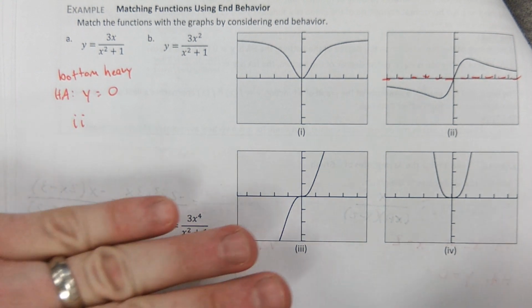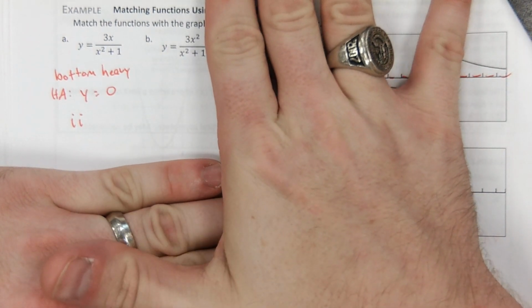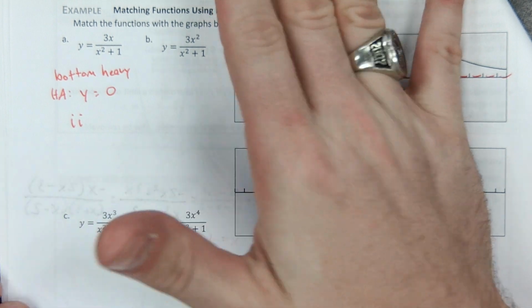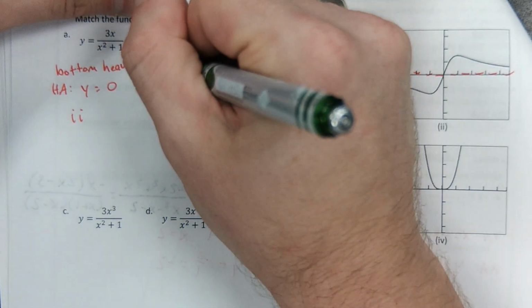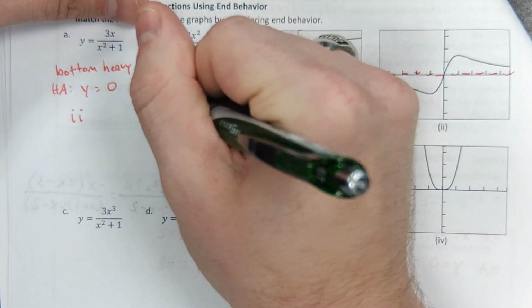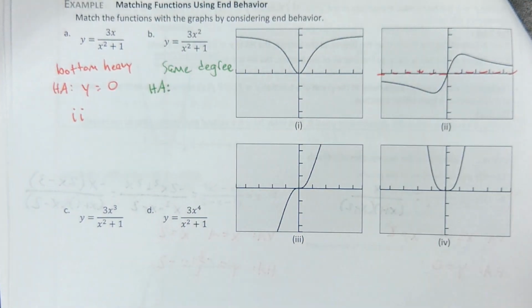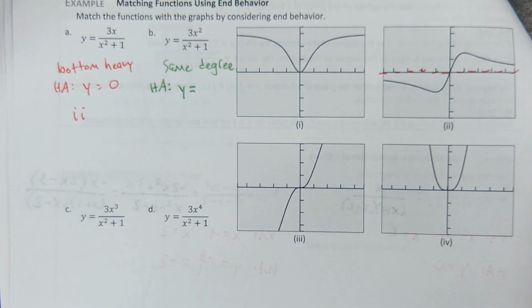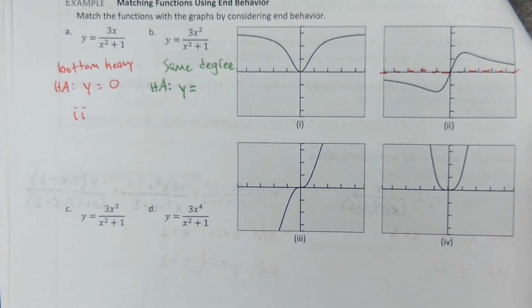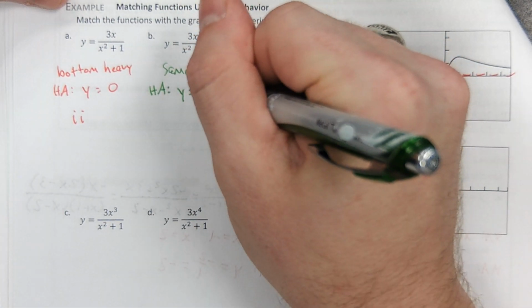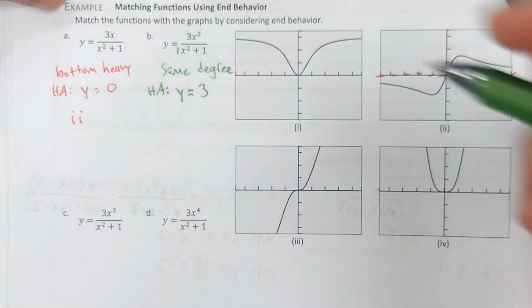Graph B, well, equation B. What should we be noticing? Equal degree. Yes, we have the same degree on the top and bottom. And since we have the same degree, we will be guaranteed to have a horizontal asymptote, and it's found by division. Leading coefficient over leading coefficient. So that is going to be y equals leading coefficient, 3 over 1, which is just 3, because there's a 1 right here.